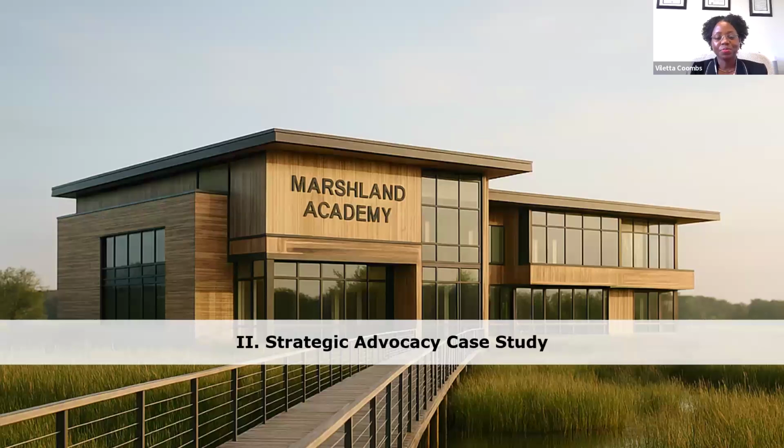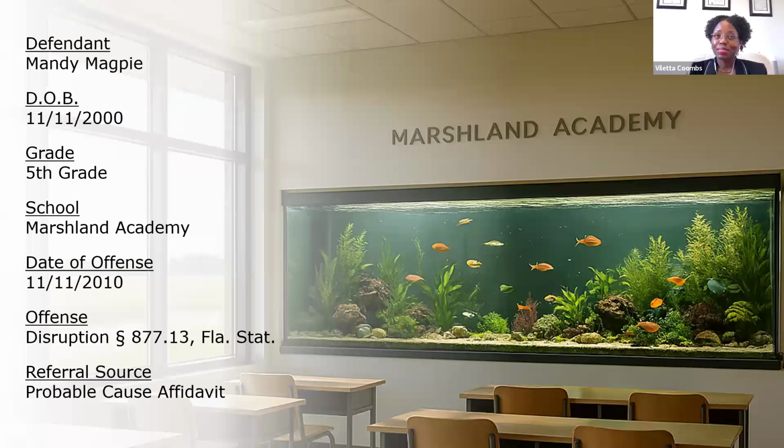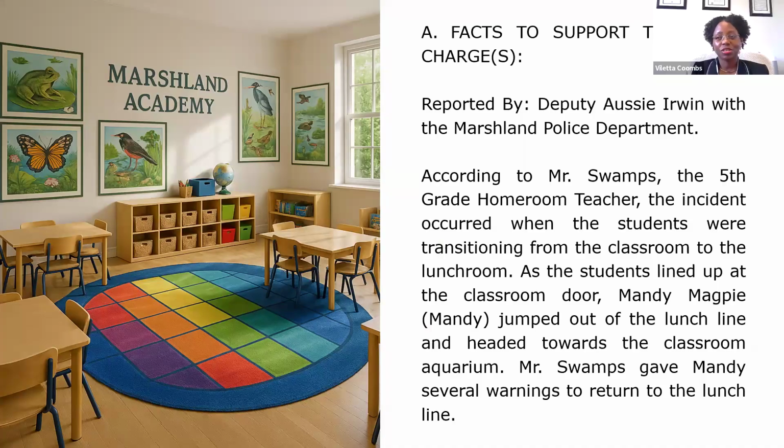Strategic advocacy case study. We're at Marshland Academy. Our defendant's name is Mandy Magpie. She was born November 11, 2000. She's in the 5th grade at Marshland Academy, and the date of the offense is 11/11/2010. So Mandy is about 10 years old right now. And the charge is called disruption under Florida Statute 877.13. Our referral source is a probable cause affidavit. Here are the facts to support the charges, as reported by Deputy Ozzie Irwin with the Marshland Police Department.